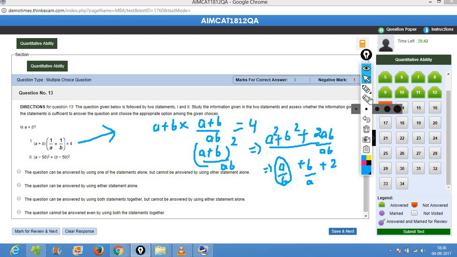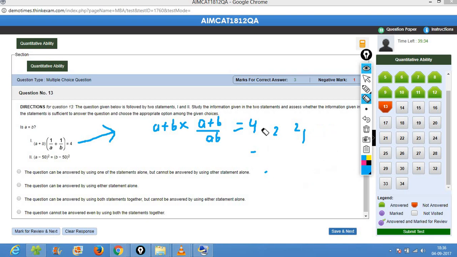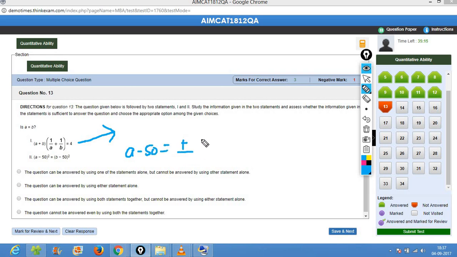Let's see what the second statement says. I can find out the answer with the help of statement 1, but I have to look at statement 2 also. A minus 50 is equal to B minus 50 whole square. There are two possibilities, right? Because it's a quadratic equation, so there are two roots. A minus 50 is equal to plus minus B minus 50. So we can say these both are equal. So the question can be answered using one of the statements.